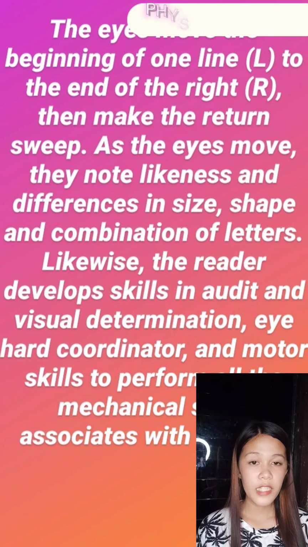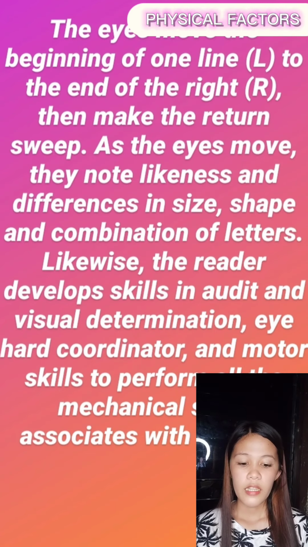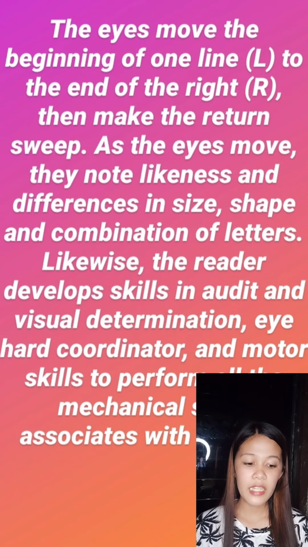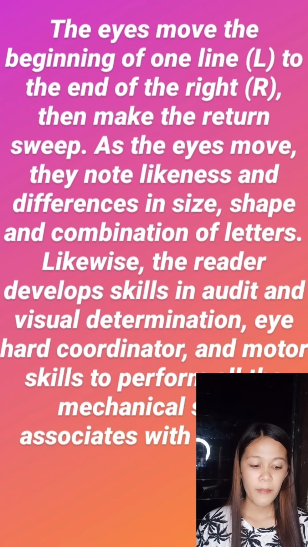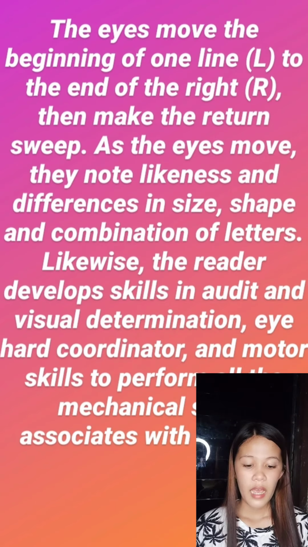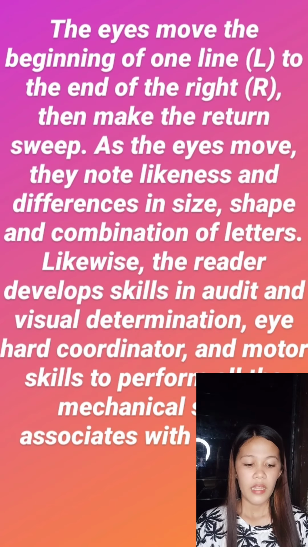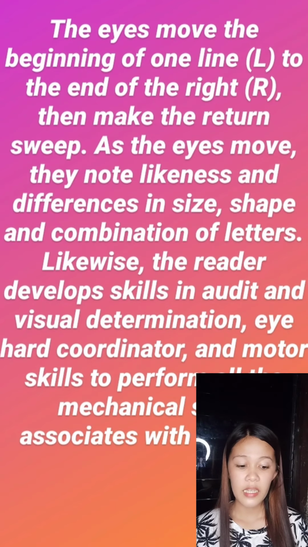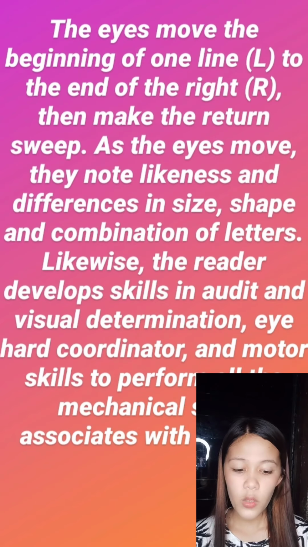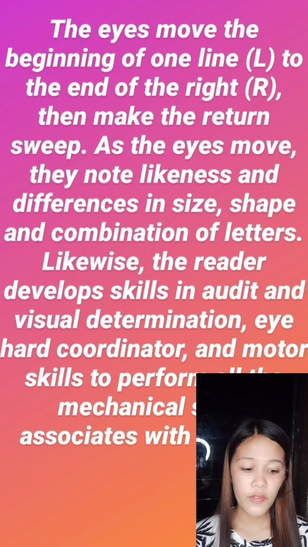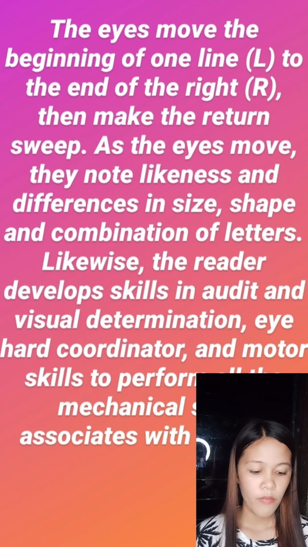So let's move on. The first is the physical factors. The eyes move from the beginning of the line to the end on the right, then make the return sweep. As the eyes move, they note likenesses and differences in size, shape, and combination of the letters. Likewise, the reader develops skills in auditory and visual discrimination.